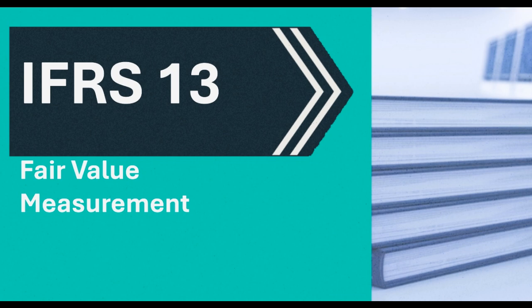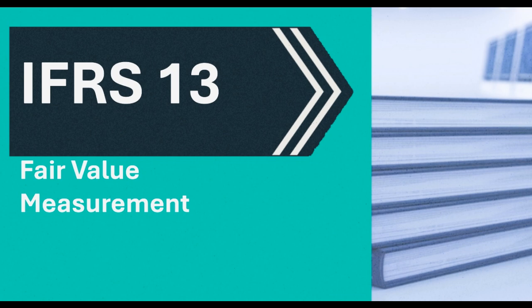Exactly. And just to be clear, the level in the hierarchy is determined by the lowest level input that is significant to the entire measurement. So even if you're using some level 1 inputs, if there's a level 3 input that's really important to the overall valuation, the whole thing gets classified as level 3. Okay, got it. And our sources indicate that figuring out the observability and the significance of these inputs can be tricky. And then all the extra disclosure requirements for level 3 just add more pressure. Right, because investors and regulators are going to be looking at those more closely. Absolutely. Because they are based on more assumptions.